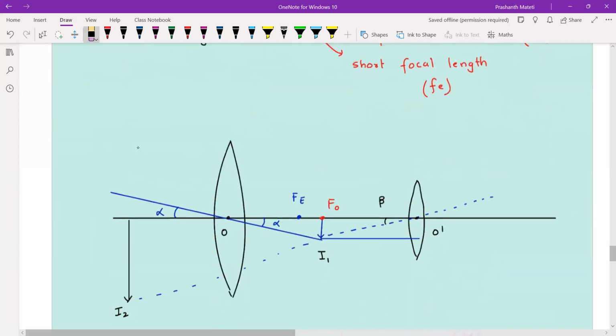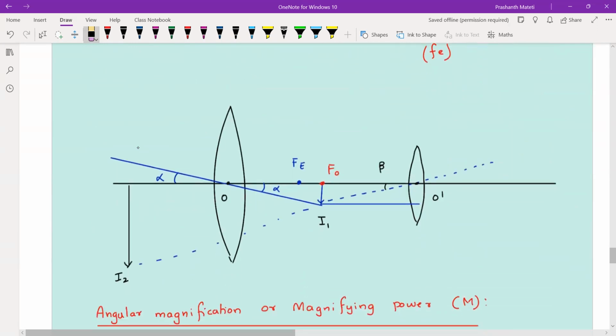So what is going to happen here? If you're looking at an astronomical telescope, we are looking at far objects. The rays are almost coming from infinity, but they make a small angle alpha. With this angle alpha, where will the image be formed? This is the objective lens, which has focal length FO. If the object is at infinity, the image will form at the focus only, right?